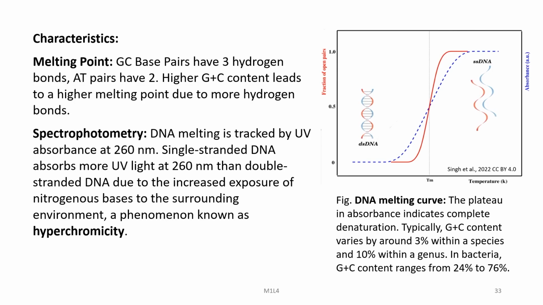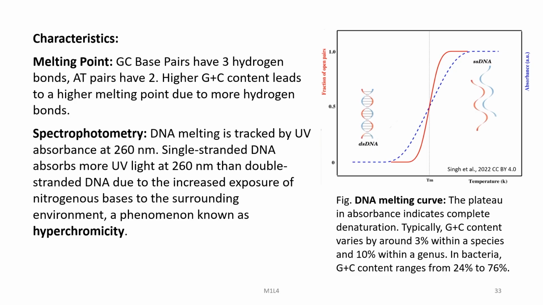Now, what are the various characteristics? Melting point. GC base pairs have 3 hydrogen bonds, as already mentioned, and AT pairs have 2. Higher G plus C content leads to a higher melting point due to more hydrogen bonds. So, this is the DNA melting curve over here. You have the double stranded DNA here, and you have the totally opened up DNA strands, the single stranded DNA over there, and this is the transition from the double strand to the single strand.